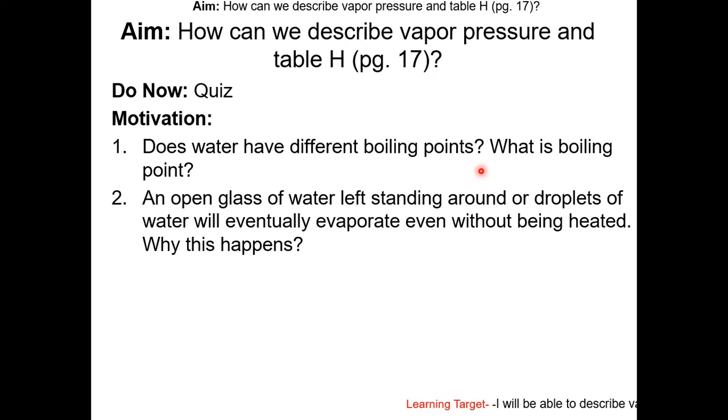This is my fourth video lesson on Unit 8. In this lesson, we'll be describing vapor pressure and using Table H. Go to page 17 in the class packet. We will be discussing why water has different boiling points.